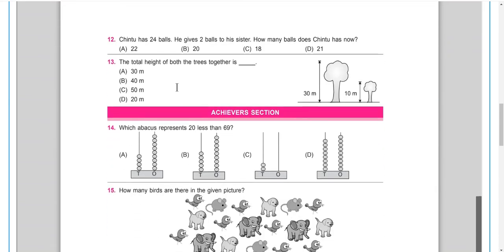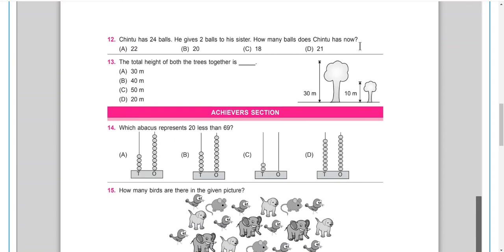Next question. Chintu has 24 balls. He gives 2 balls to his sister. How many balls does Chintu have now? Okay. So what we have to do? First of all, Chintu has 24 balls. He gave 2 to his sister. How many more are left, right?